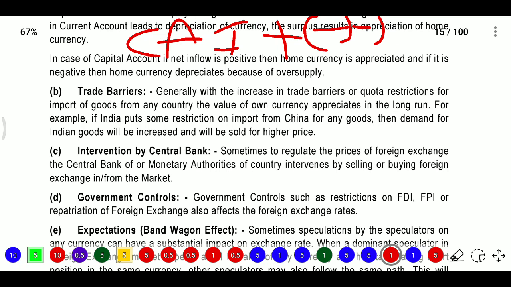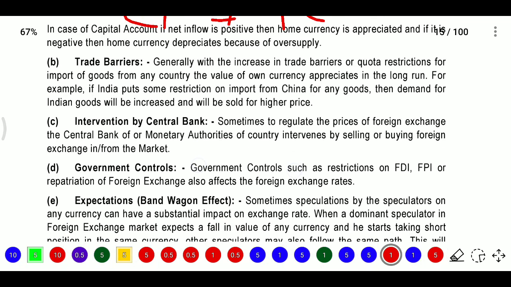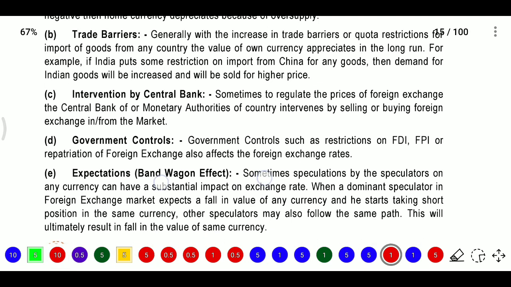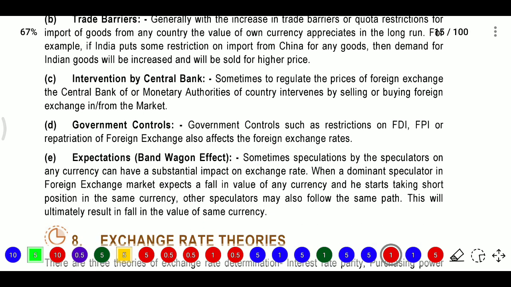After that, intervention by the central bank. Sometimes banks intervene to regulate the price of foreign exchange. The central bank or monetary authorities of a country intervene by selling or buying foreign exchange in or from the market. Next, government control. To control the exchange rate, the government may impose restrictions on FDI, FPI or repatriation of foreign exchange, which also affect foreign exchange rates.